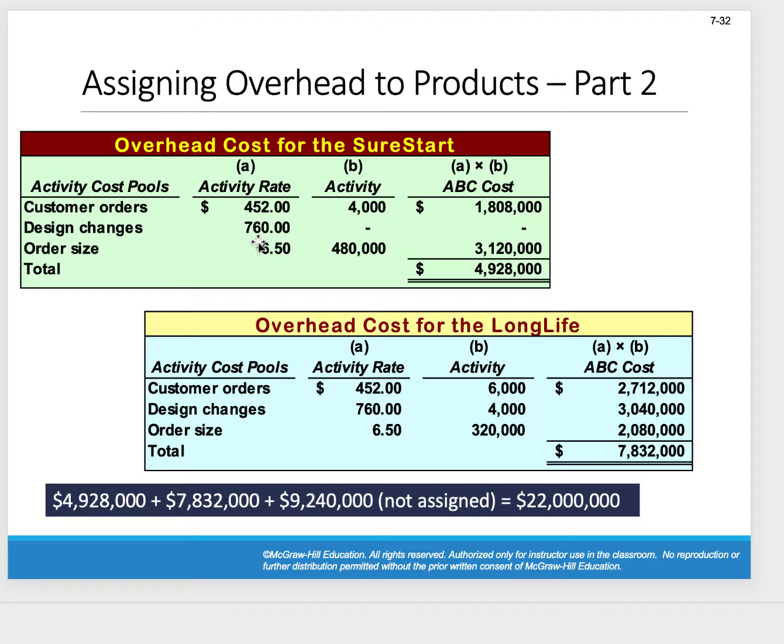So we don't allocate any design change overhead to that. Order size. We know that the activity rate for order size is $650. We multiply that by the actual activity of 480,000 machine hours, and we get $3,120,000. So we're saying now that the SureStart, just in overhead, is going to incur $4,928,000.